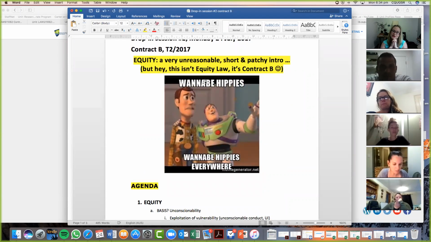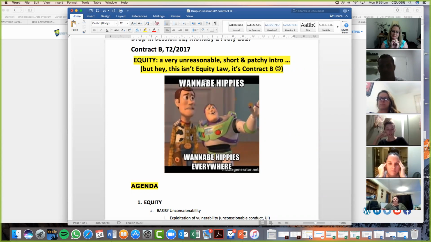I have given a rather inflammatory picture on the front page of my explanation for this evening, to flag for you that this is all very tongue-in-cheek, and this is a Contract B introductory guide to equity. It's certainly not anything detailed that you'll need for later. It's not really even anything that you need to take notes on. I certainly will be putting these notes up online for you in Moodle, so you don't have to worry too much about that.